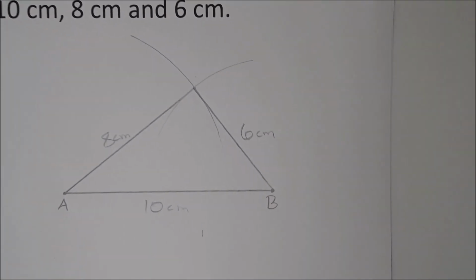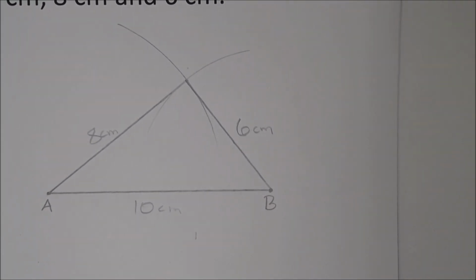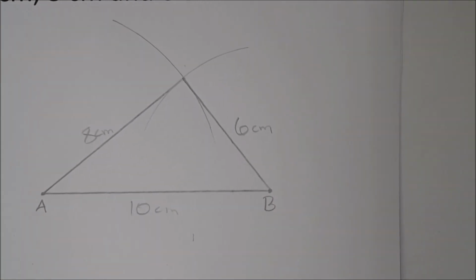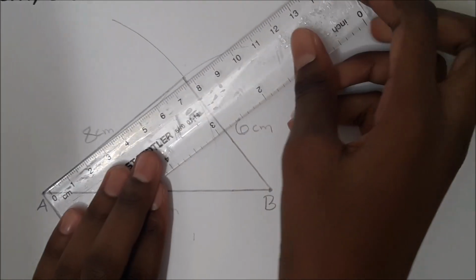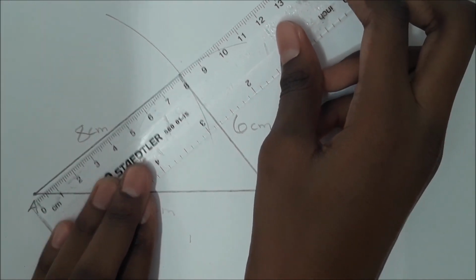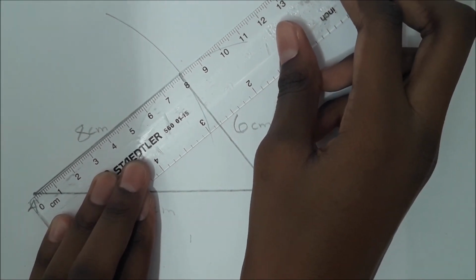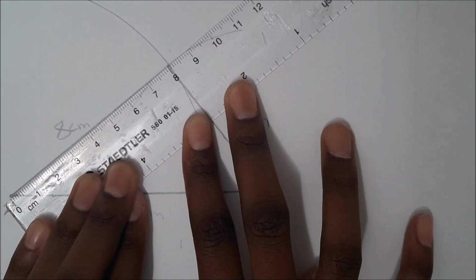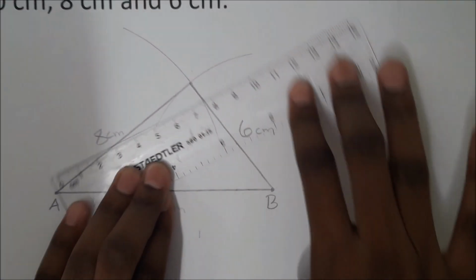Let's check it. Good. Now you got to measure them. You already did the 10, don't do the 10 anymore. Do the 8 and do the 6. Put the ruler on the 8 and let's check it. Good. Now let's do the 6.